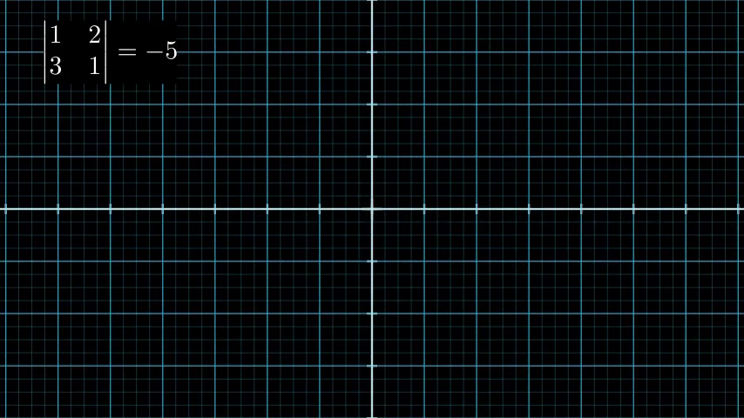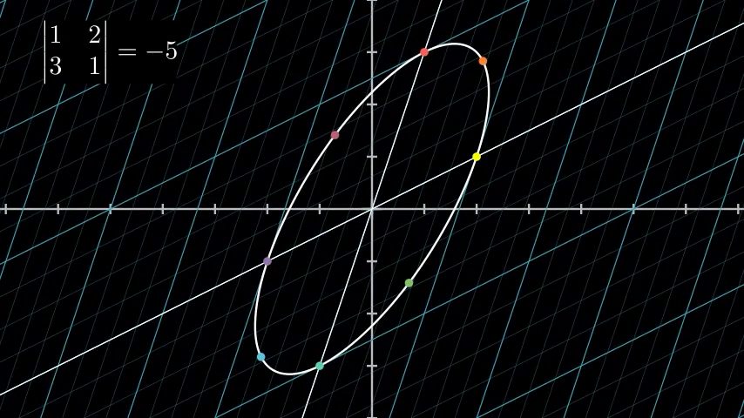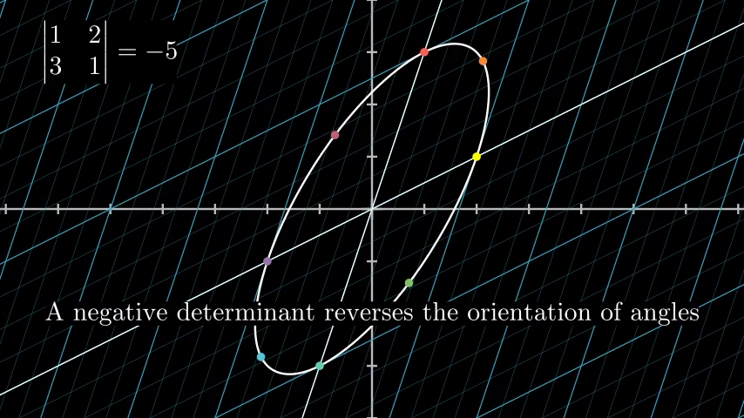Orientation in R2 can also be visualized as a circle around the origin. A positive orientation will mean that a particle will move around the circle in a counterclockwise motion. But when we apply this transformation with a negative determinant, the particle now moves around the origin in a clockwise motion. A negative determinant reverses the orientation of angles from positive orientation to negative orientation or vice versa.